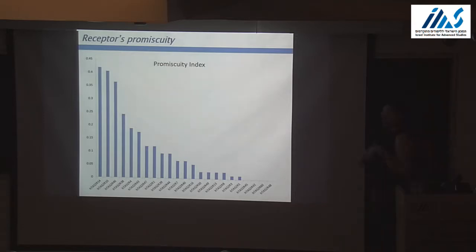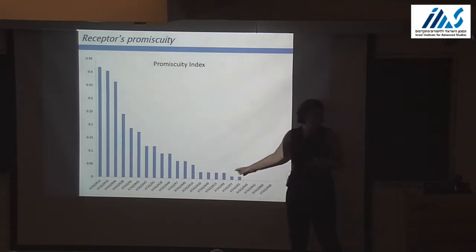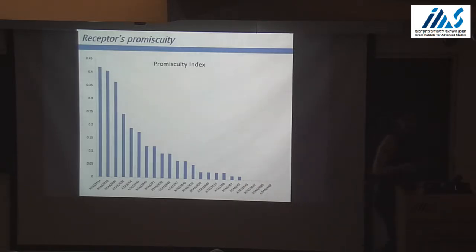Okay. So this is on the side of the ligands. We have some ligands that activate multiple receptors. We have some that activate only a few. What happens on the receptor side? Here, again, a similar situation. Some receptors have many known agonists. Most of the known ligands are agonists. Some are orphan, and some are activated by very few or a single ligand.